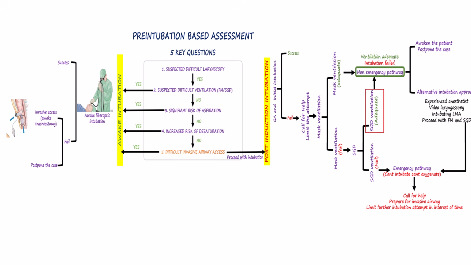device if appropriate. However, if both mask and supraglottic ventilation fail, and intubation is also unsuccessful, we face a can't intubate, can't ventilate situation. At this point, we must switch immediately to the emergency pathway and secure the airway through invasive techniques such as cricothyrotomy or tracheostomy.